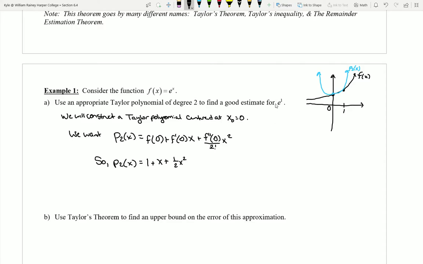And so if I wanted to make a good estimate for e to the first power, instead of plugging 1 into the function, I could plug 1 into the blue polynomial. So I can say e to the first power is the same as going to f and plugging in 1. And that should be roughly the same as going to my polynomial and plugging in 1. And so that would look like plugging 1 in for my polynomial. It looks like I get the value 2.5. So we would guess that e to the first power is roughly equal to 2.5.